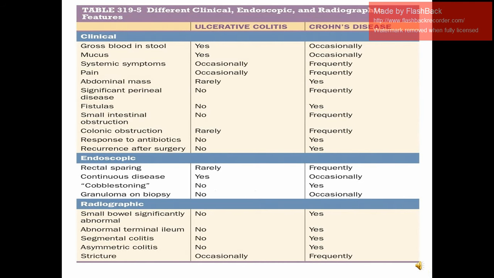This table summarizes the differences between ulcerative colitis and Crohn's disease. The one that presents with blood in stool is ulcerative colitis, whereas pain, abdominal mass, and colonic obstruction is evident with Crohn's disease. The one that does not respond to antibiotics and does not recur after surgery is ulcerative colitis. Cobblestoning and granuloma on biopsy is present with Crohn's disease. Upon radiographic examination, small intestine and terminal ileum is affected in Crohn's disease. It also produces colitis and stricture.